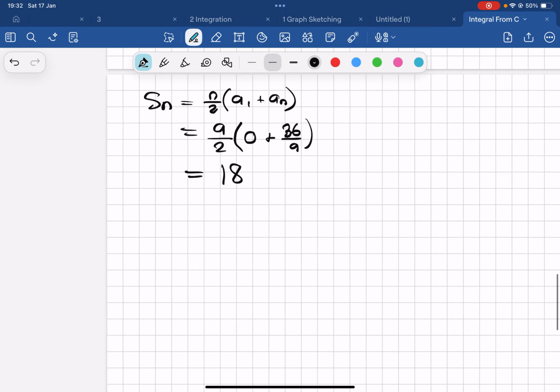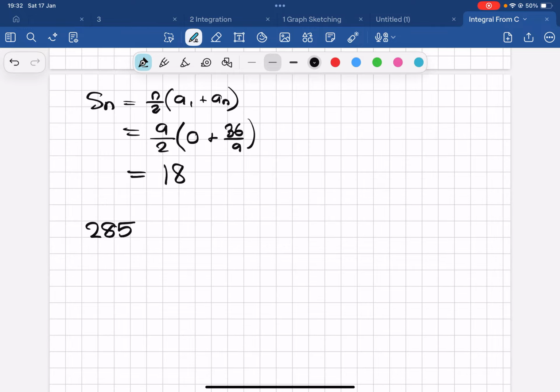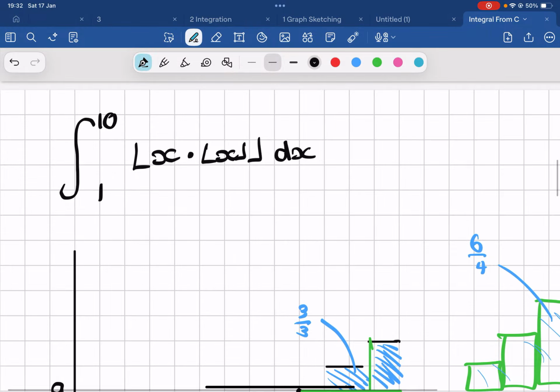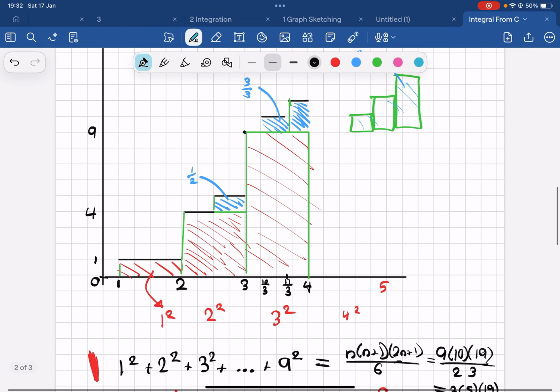So now let's sum our two areas. 285 plus 18 equals 303. That is the area of this integral from 1 to 10 without using any integration techniques. That was a fun question. I like how you broke our sketch into perfect squares and blocks, where the blocks follow the triangle numbers pattern. That was quite nice.